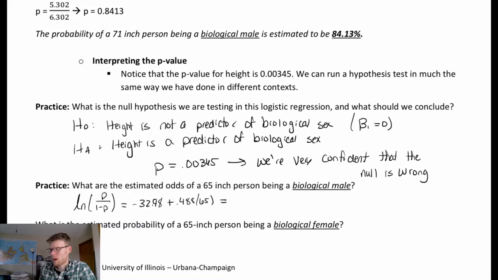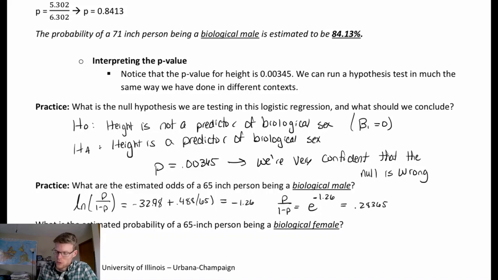And I get negative 1.26 for the right side of this equation. So that means that my log odds are negative 1.26. Then I can take e of both sides. So I'm going to get p over 1 minus p equals e to the negative 1.26. And if I complete that calculation, I'm going to get 0.28365. I don't know how many decimals I should really report here.